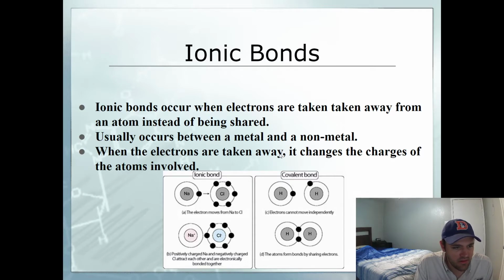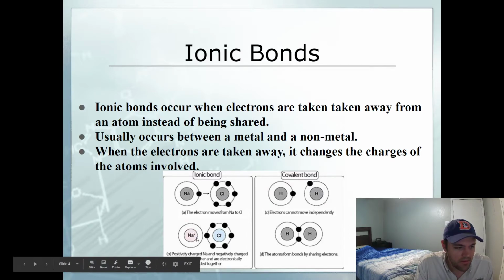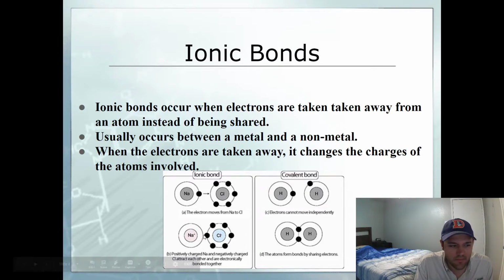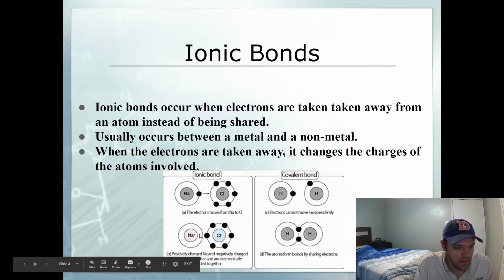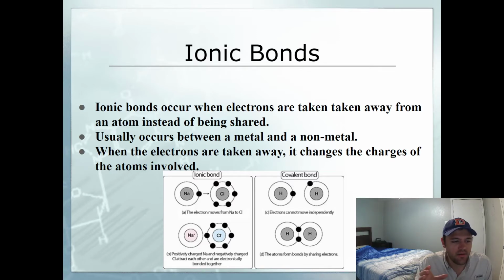And then when the electrons are taken away, it changes the charges of both atoms. So when this sodium loses that electron, it becomes positively charged. And when the chlorine gains the electron, it becomes negatively charged overall. When their charges change, because they now have opposite charges from each other, they're going to attract one another, like the opposite poles of a magnet. They pull each other closer. That's what actually forms the bond between the two of them, those opposite charges attracting each other.